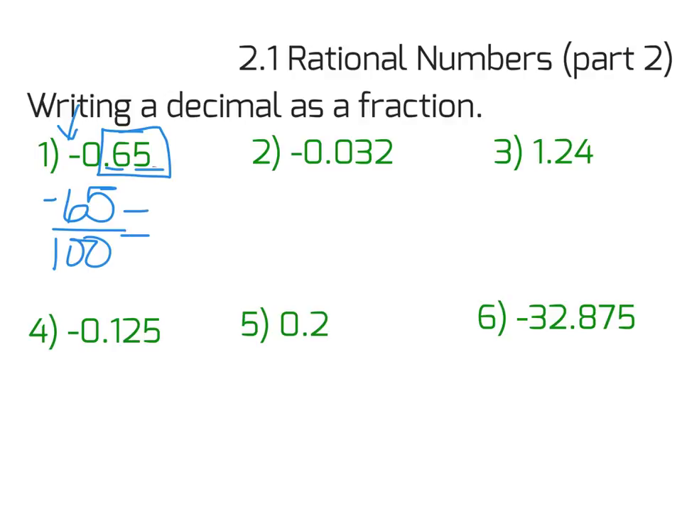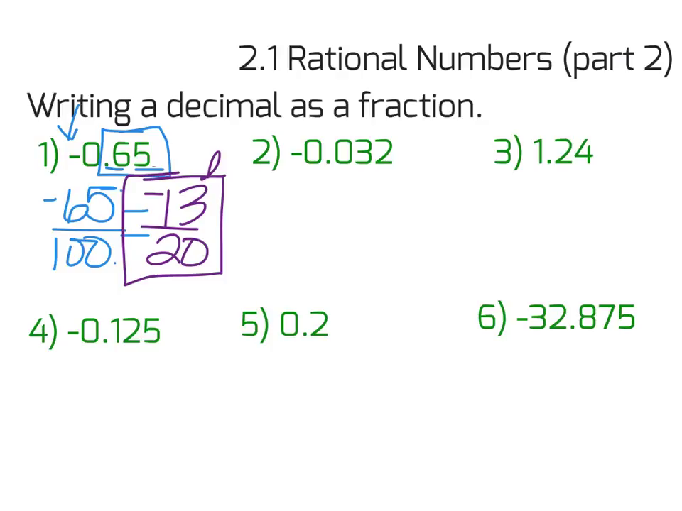So you think in your head, what can you reduce both 65 and 100 by? Well, I fortunately know that this one can be divided by 5. So 65 divided by 5, I get 13, and it's still negative. We've got to carry that negative with us. And then 100 divided by 5 is 20. 13 is prime, so it's negative 13 over 20. Okay, so now let's go ahead and look at the next one.